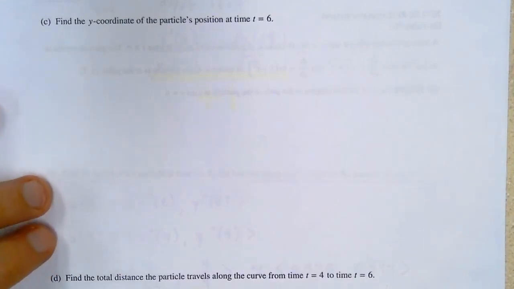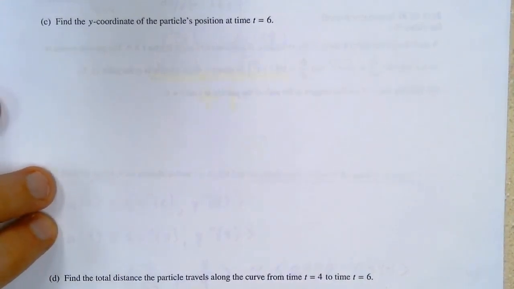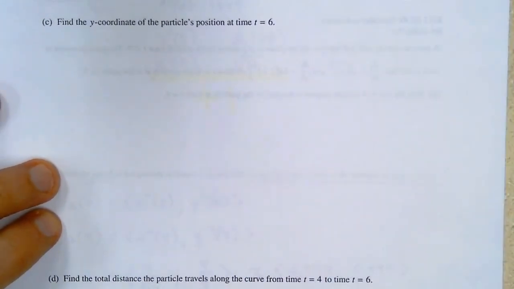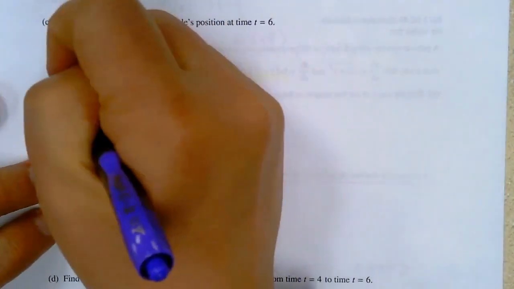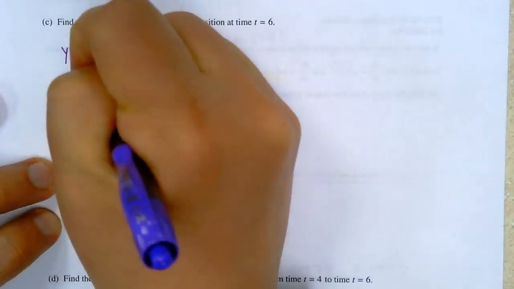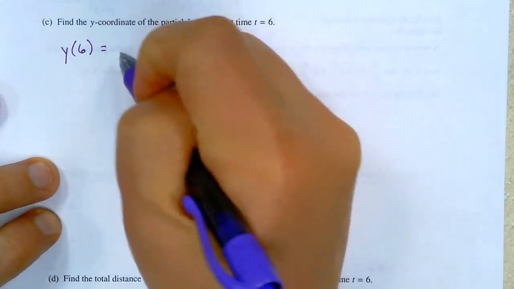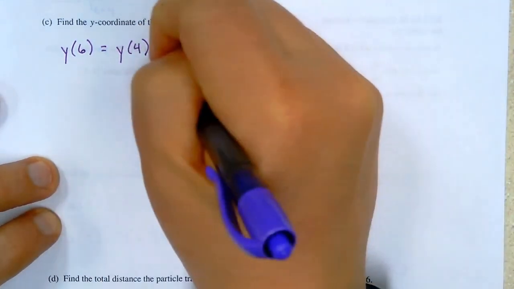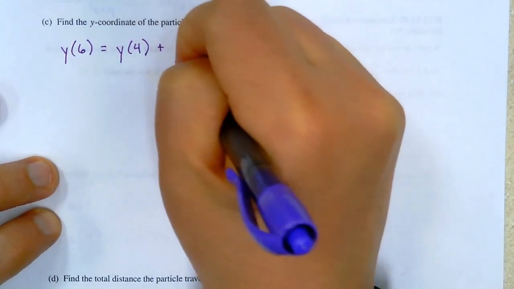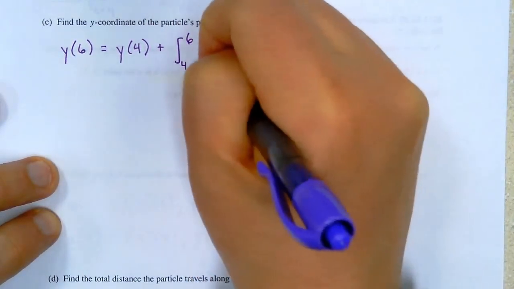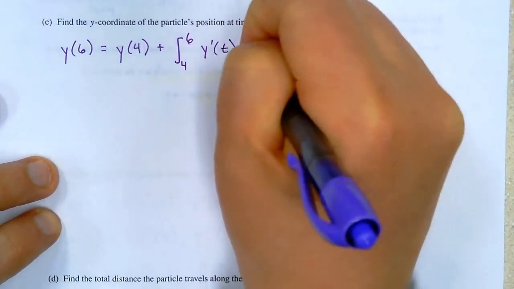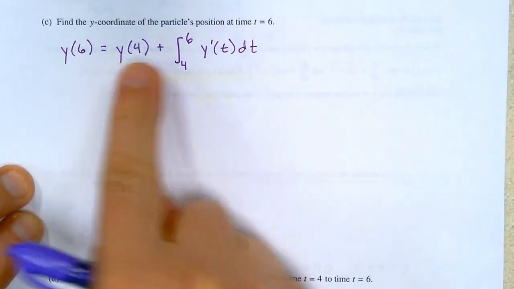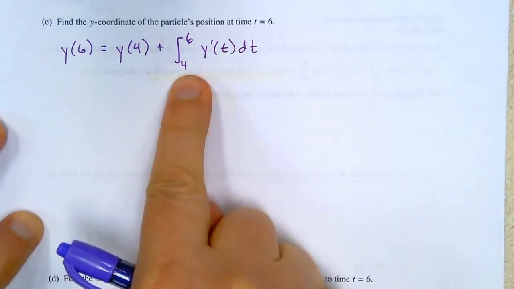Moving on to part C, we're asked to find the y-coordinate of the particle's position at time 6. This is a good classic: what I have is equal to what I started with plus what I accumulated. So the y position at time 6 is equal to my start position, and since we're given our start position at time 4, we'll do the accumulation from 4 to 6 of y prime of t dt. So what I have is equal to where I started plus what I accumulated from time 4 to 6.